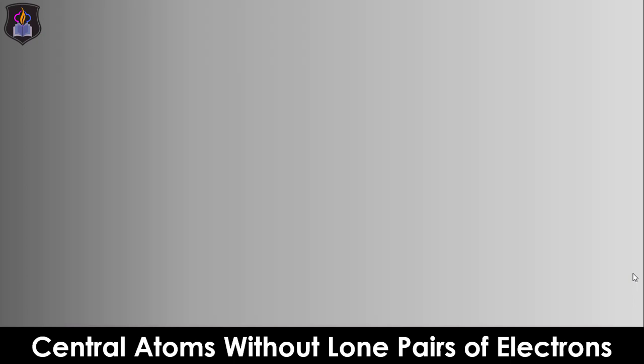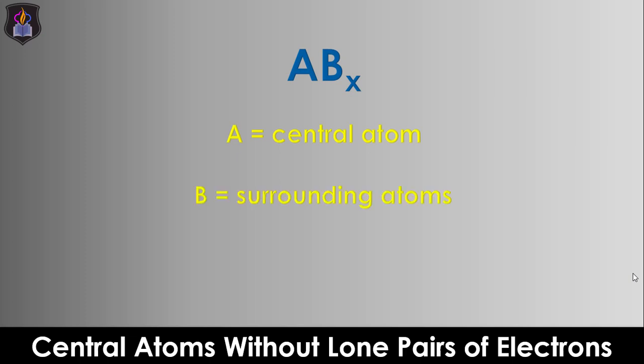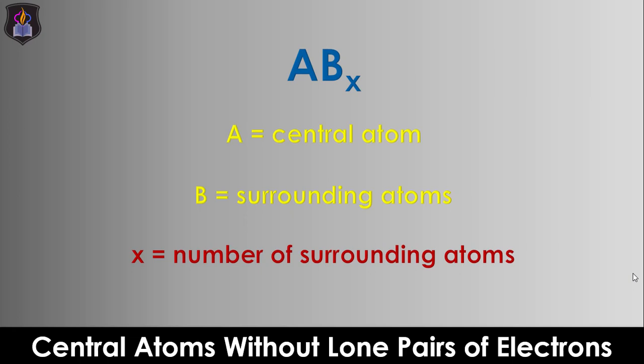For convenience and better understanding, let's represent the molecules with a general molecular formula ABX, where A represents the central atom, B is the surrounding atoms, and X is the number of surrounding atoms present in the molecule and has integral values ranging from 2 to 6. For the purpose of this lesson, our focus shall be on molecules that have 2 to 4 surrounding atoms.